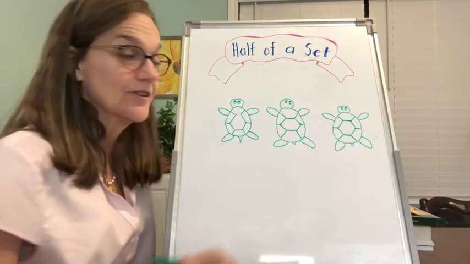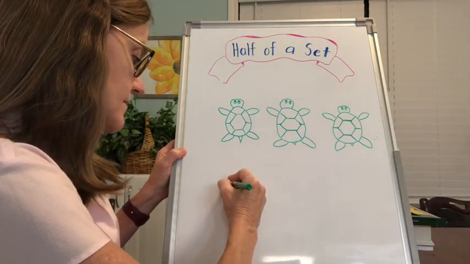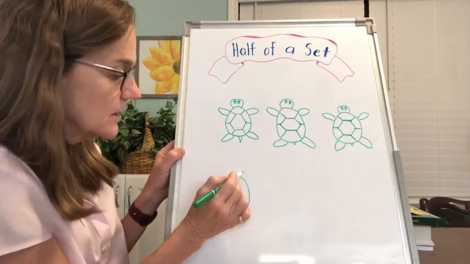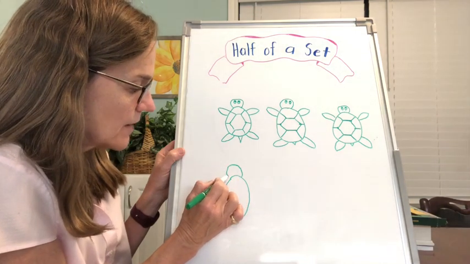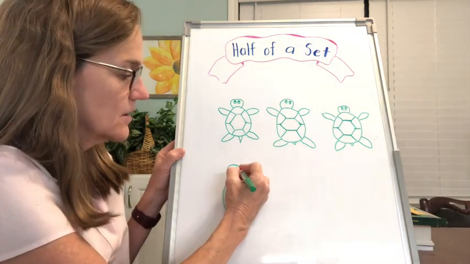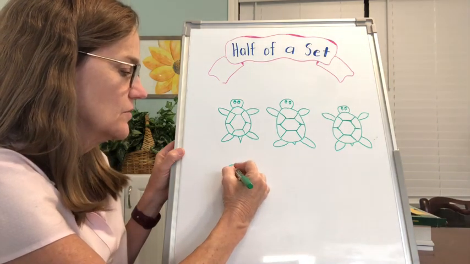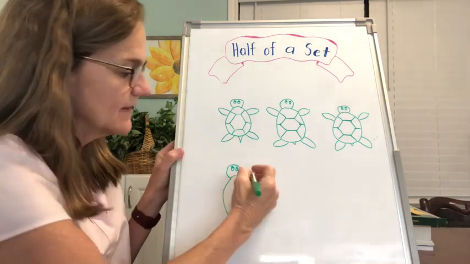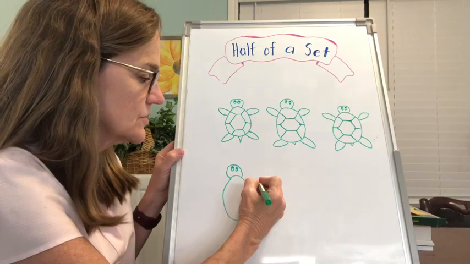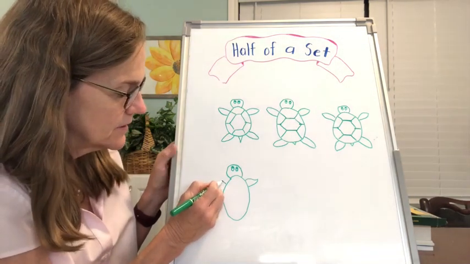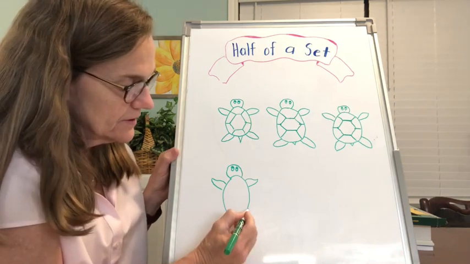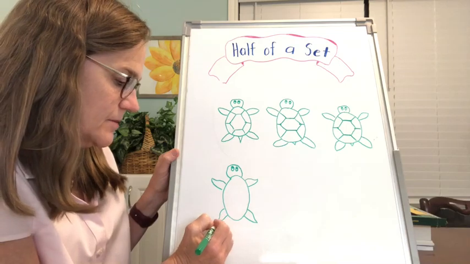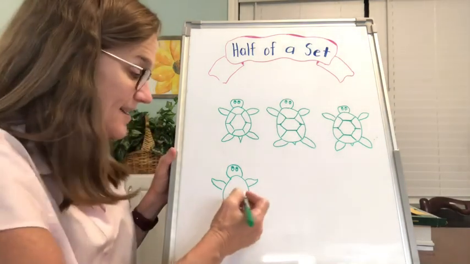Okay, we need 3 more turtles. Draw my egg or my oval. Draw a circle on top for the head. Oval for the eye and another oval for the eye. And fill it in here because he's supposed to be looking that way. And then here's a flipper. Here's a flipper. Here's a flipper. Here's a flipper. Man, none of my turtles look exactly alike, but that's okay.